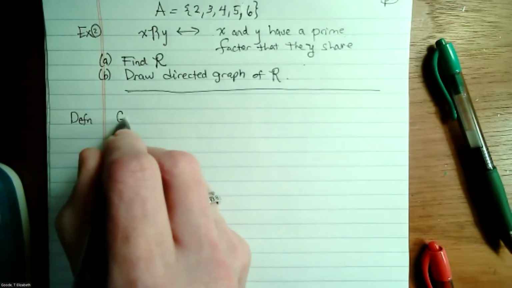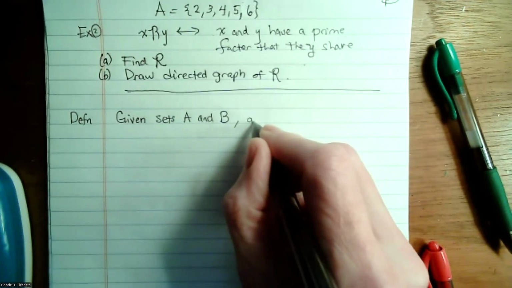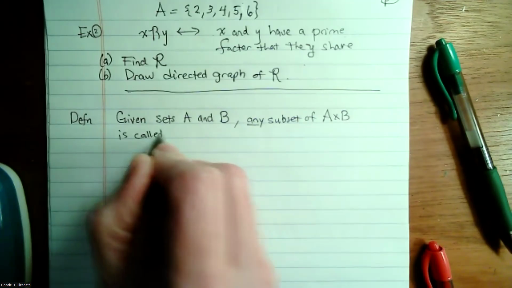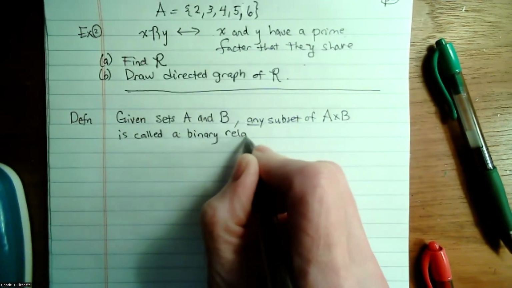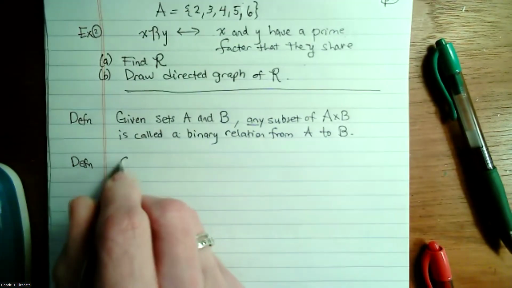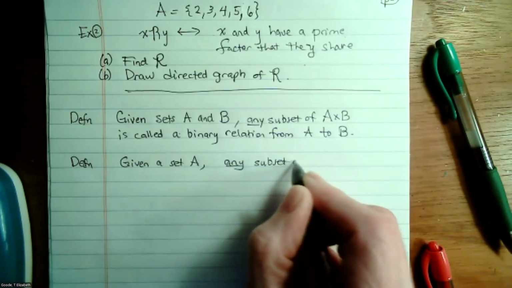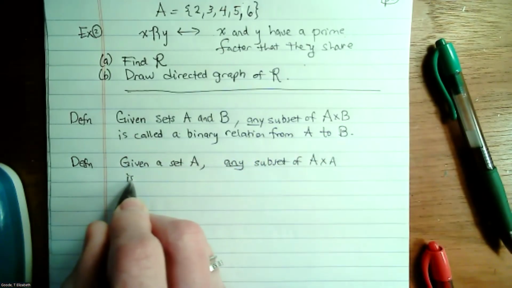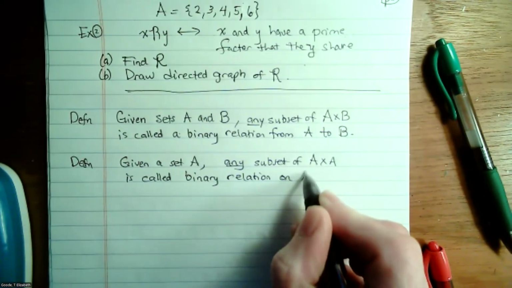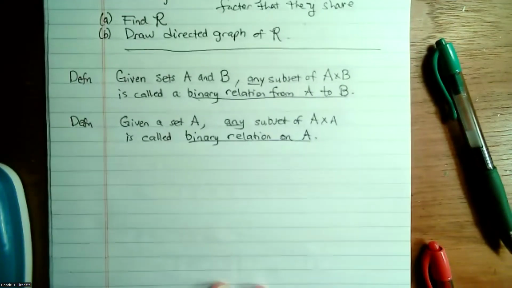All right, well, we have two definitions. The first one would be about a relation from A to B. So given sets A and B, any subset of A cross B is called a binary relation from A to B. Whereas if A and B are the same set, in other words, given a set A, any subset of A cross A is called a binary relation on A. Instead of saying from A to A, we say it's just a binary relation on A. But we could say from A to A. We generally just shorten it up.